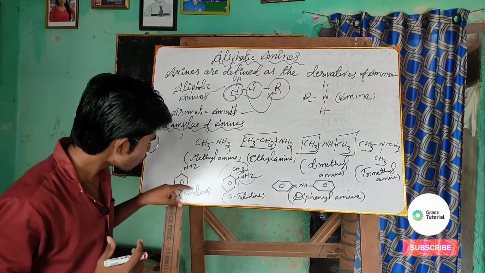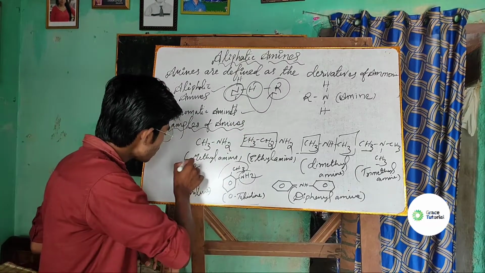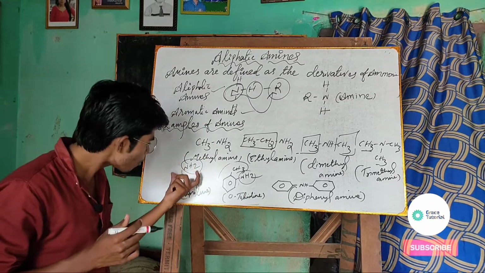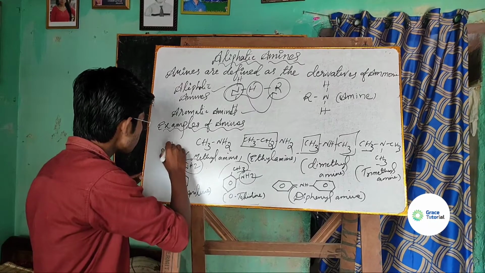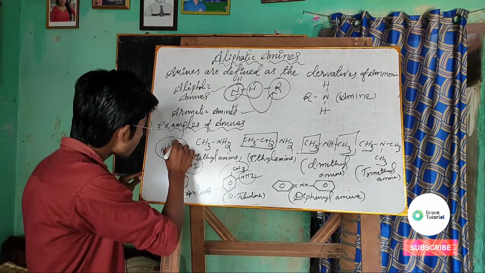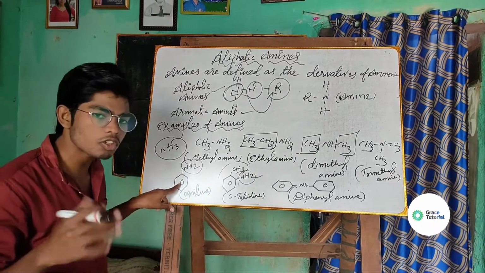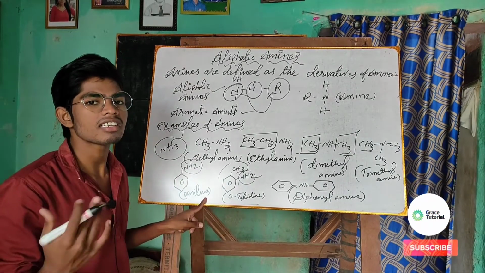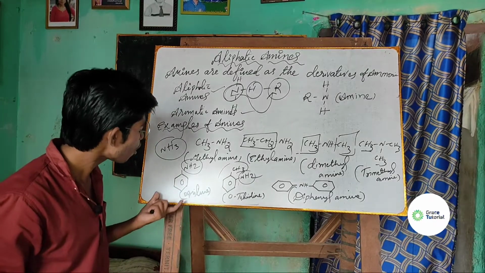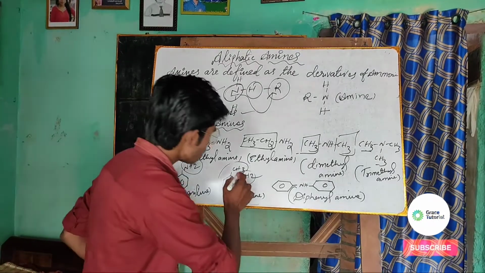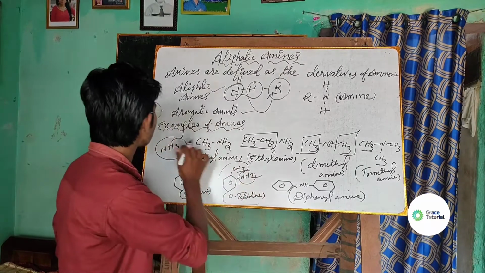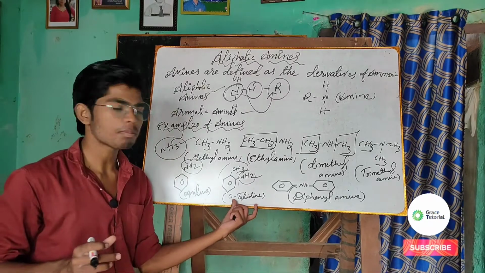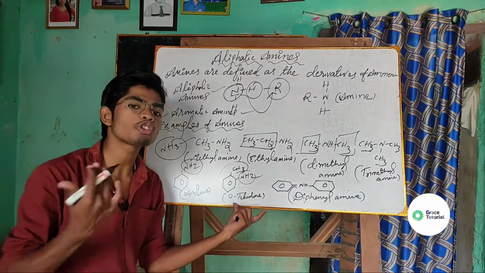Look at here, this amine group, that means the hydrogen atom of the ammonia, because we have ammonia NH3, the hydrogen atom of this ammonia is replaced by a benzene ring, and the name is called aniline, and it is a compound which comes under the group of amine. Similarly, here the hydrogen atom of the ammonia is replaced by a toluene. So what's the name of this compound? The name of this compound is orthotoluidine.